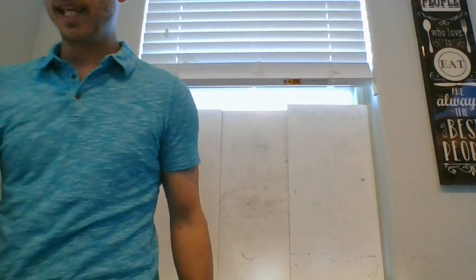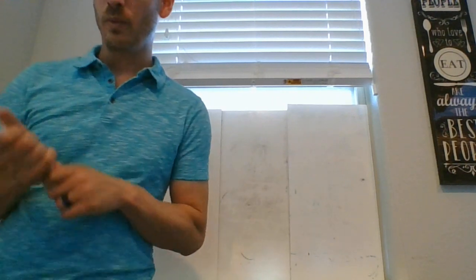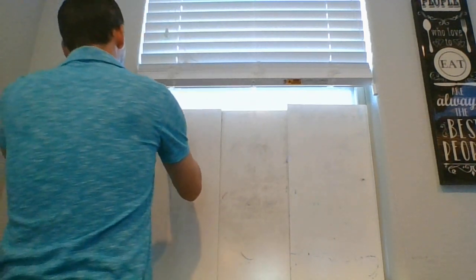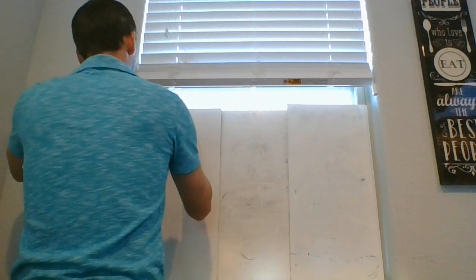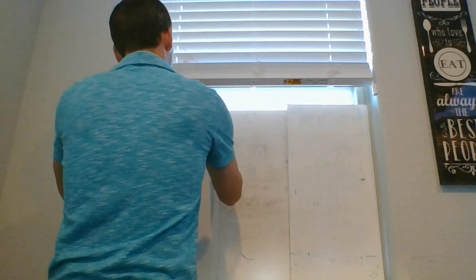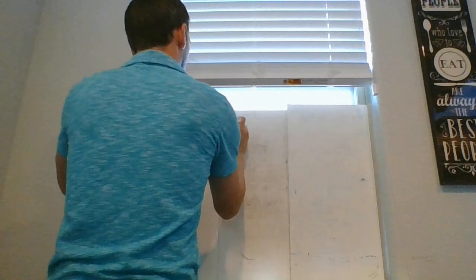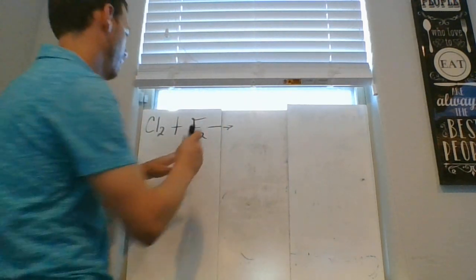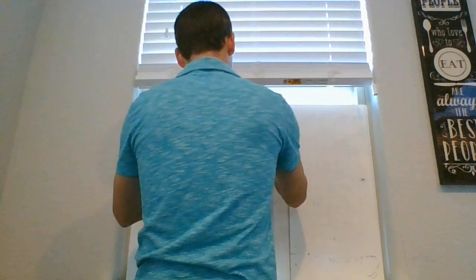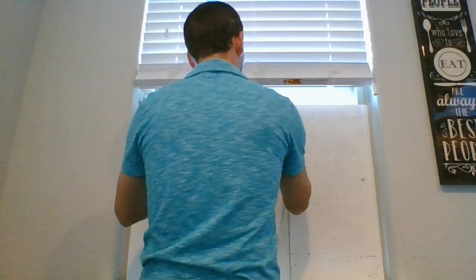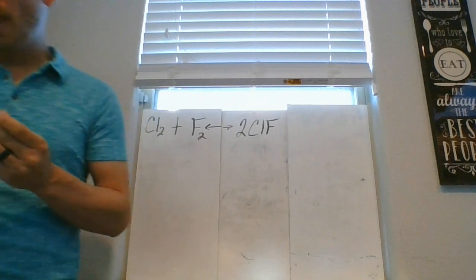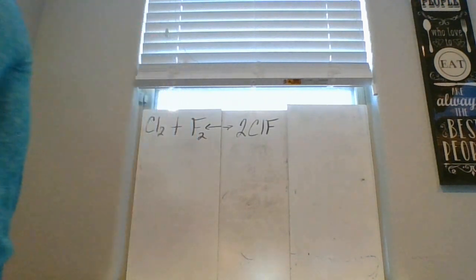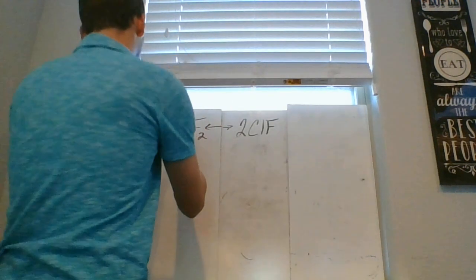So what you'll notice at the bottom of the slide is it gives us a reaction. Let's go ahead and write that down, of chlorine reacting with fluorine. So it's going to give us Cl2 reacting with F2, and it looks like that is producing 2 ClF. Everything here is gaseous, which is important.